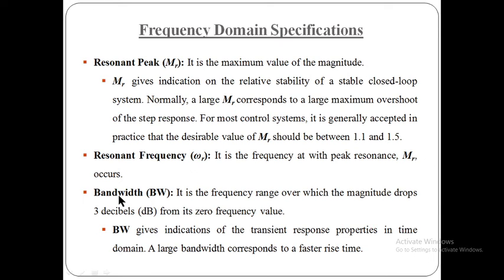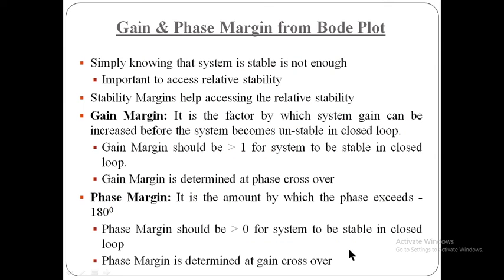Then here is the bandwidth definition. Bandwidth is the frequency range over which the magnitude drops 3 decibels from its zero frequency value. Bandwidth gives the indications of the transient response properties in the time domain. A large bandwidth corresponds to a faster rise time.